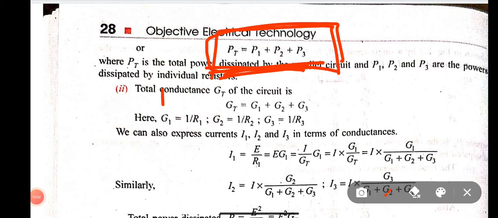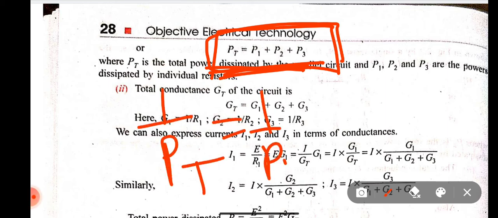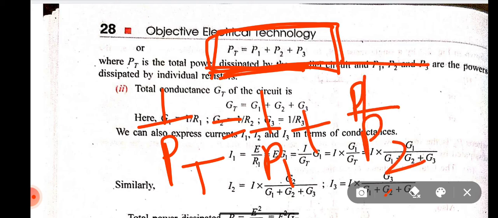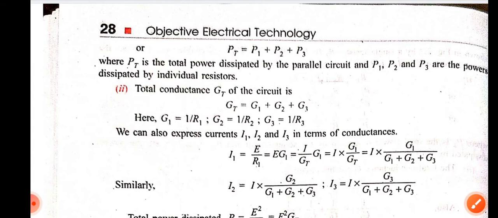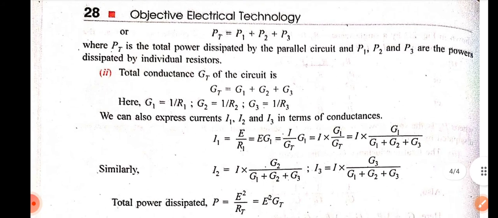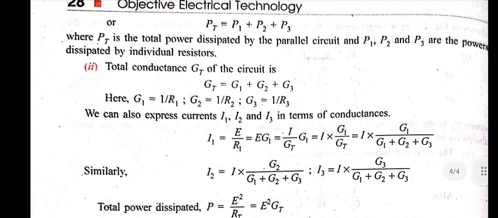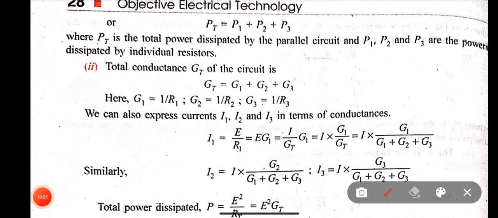But what happens for a series combination? P total equals 1 upon P1 plus 1 upon P2. So we have to keep this in our mind, because both the formulas look similar. This is for series and this is for parallel. So we should concentrate and give our 100% to learn the formula, because both the formulas look similar. And now the second point is conductance.